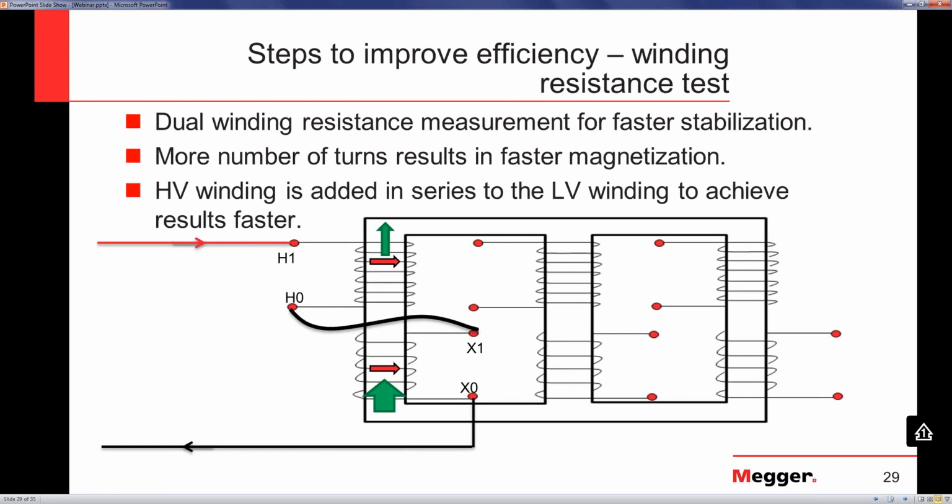Dual winding resistance measurement causes faster stabilization of the readings. The rate of magnetization depends on the turns of the winding, depends on the ampere turns. So when you bring the high voltage winding into the picture, you amplify the number of turns in the circuit, so you cause faster magnetization by that much.